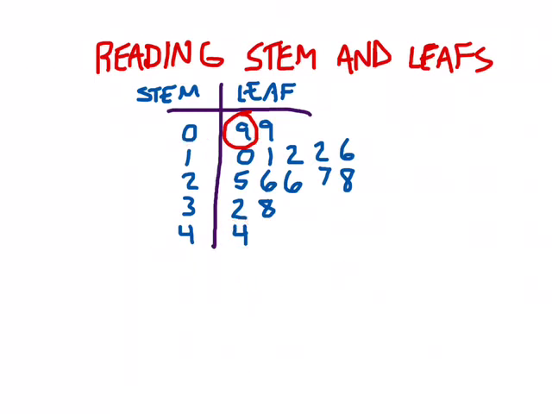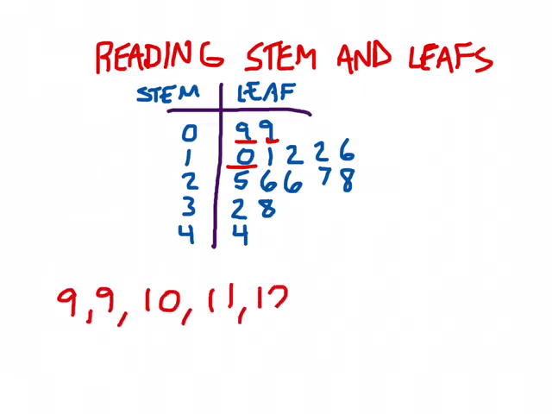Let's back out here. If I needed to, I could list every piece of data in this set. First data, 9, 9. Next row, we've got 1 in the stem, 0 in the leaf, so that's going to be a 10. And then an 11, 2 12s, a 16, and so on. I won't list everything out, but you could if you needed to.